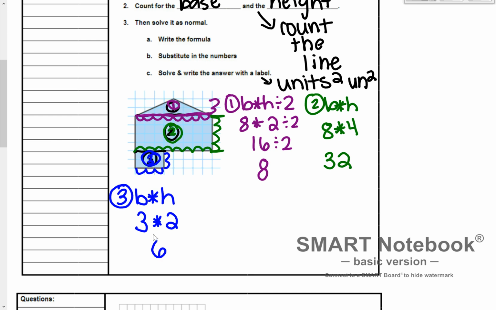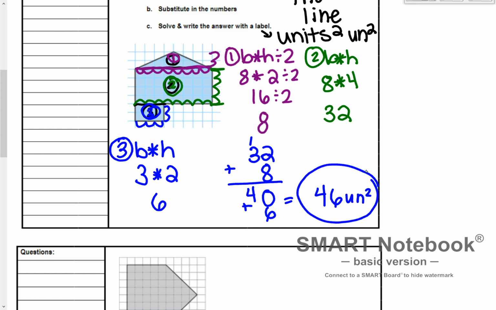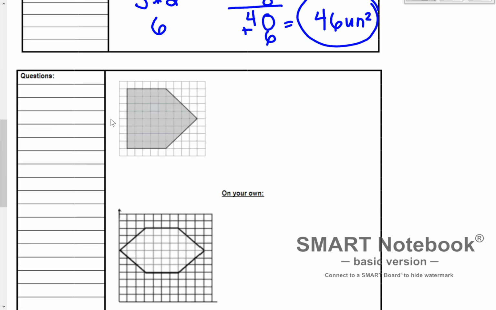Last step, we would go ahead and add those all up. If you want to pause the video to give yourself time to stack those and add them up, you may choose to add them all up at once or do 2 at a time. We should get 46 units squared. Okay. If you're feeling confident, go ahead, pause that video. You do not need to watch me do this. If you want to watch, you can.